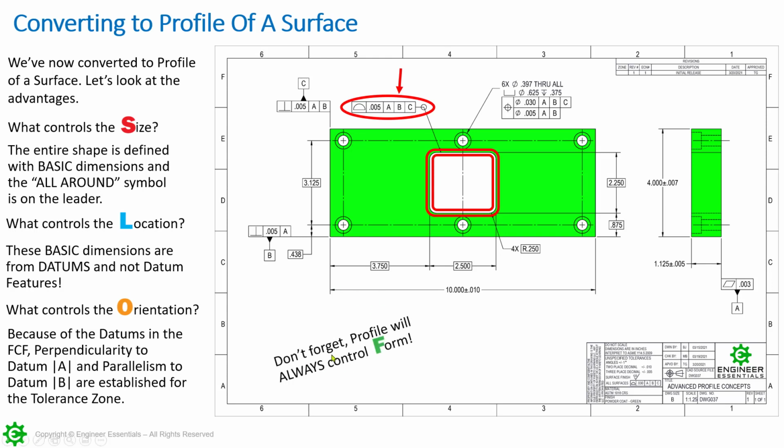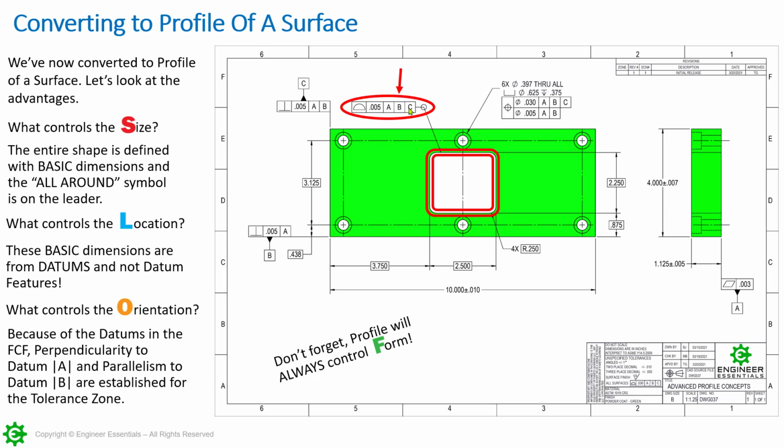Did want to point out one more thing here. Don't forget, profile always controls form. So what I mean by that, and we have a webinar about this that you can watch, is up here, whether we have a single datum, no datums, 2 datums, or in this case, 3 datums in that reference, no matter what, it is going to control profile. What becomes questionable with these datums is as we start to add them in, now what else are we controlling? We're going to start to control location. We're going to start to control orientation, or both.